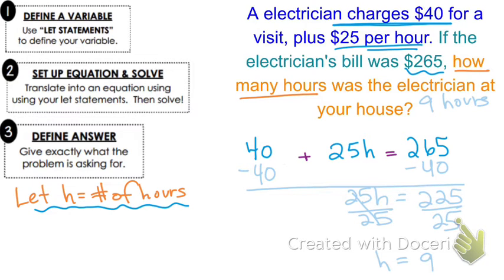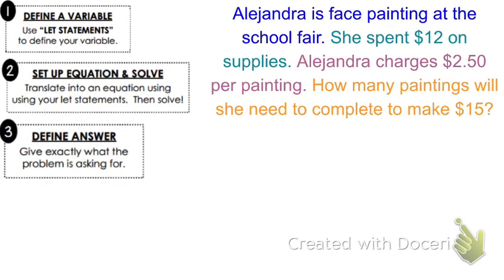Now let's look at another one. So again, same steps on the left. If you could please pause and read through the situation on the right. So our first step again is to define our variable. I look at the question, it says how many paintings will she need to complete to make $15? So I don't know how many paintings, I'm going to call that P.